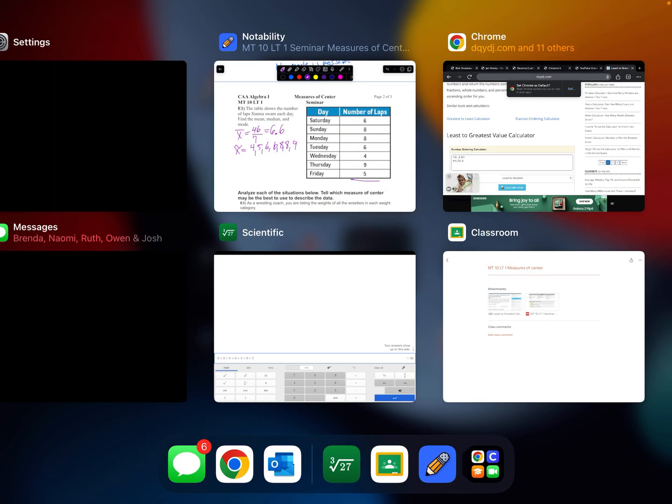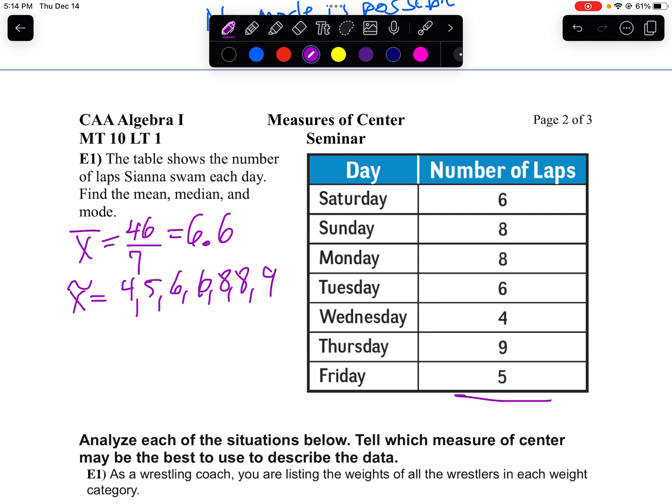Now, going back to where we were, to find my median, now to find the position, remember there's 7 numbers. So my position is going to be 7 plus 1 divided by 2, so it'll be the 4th position. So I just count in here 1, 2, 3, 4. Notice my median is 6. So I'm going to say x tilde is 6.